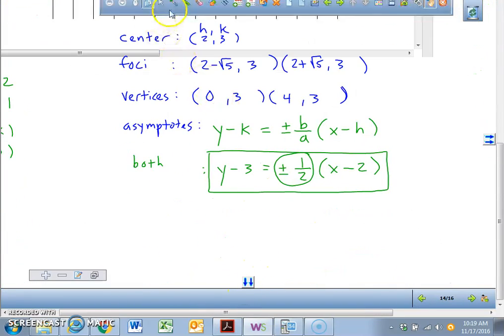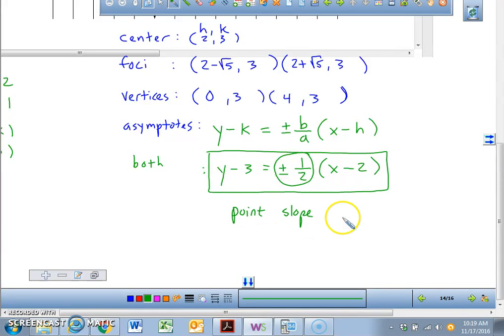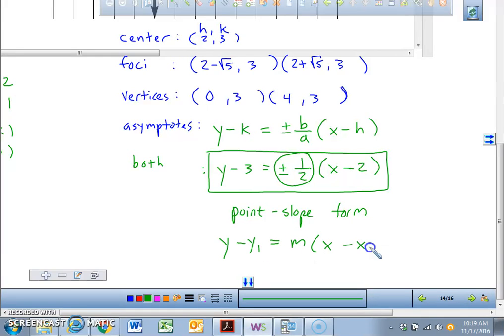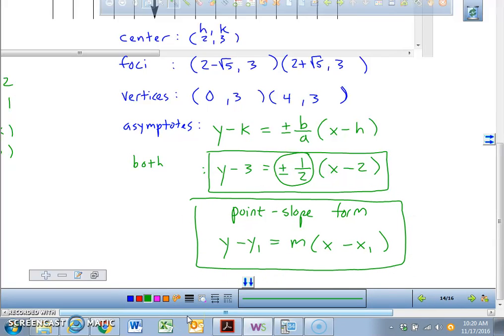This equation is in point slope form. And if you're wondering what point slope form is, this is what it is: y minus y1 equals m, parentheses, x minus x1. If you were in Algebra 1 and a teacher told you to put it in point slope form, that's the form, because it gives you a point and a slope. What point is it going through? It's going through h, k, which is the center of your hyperbola. What's the plus or minus 1/2? That's your slope. And now you have all of your answers.